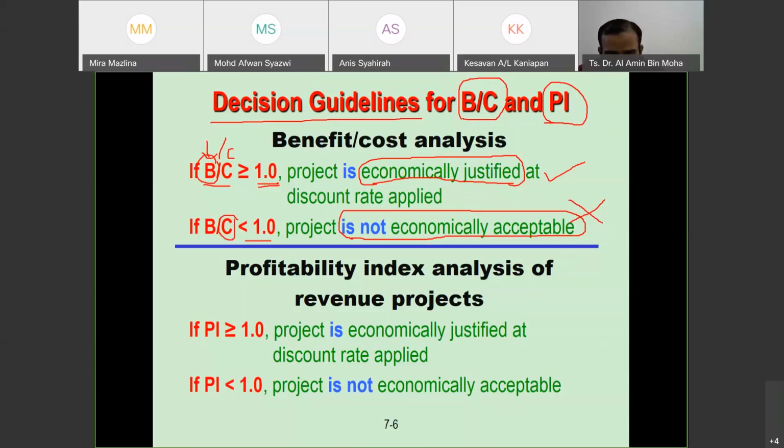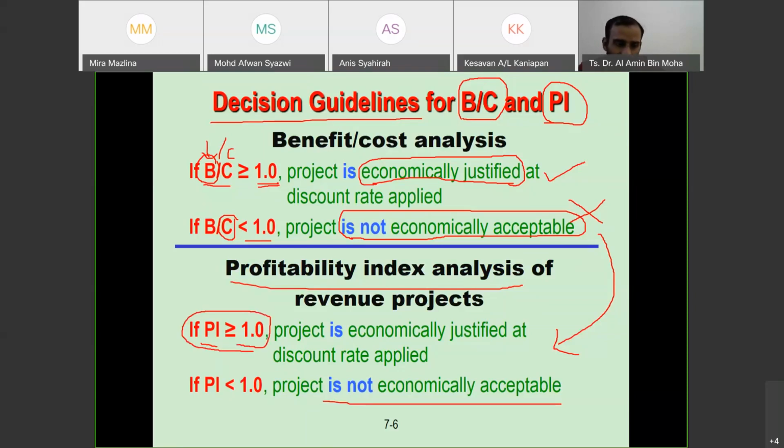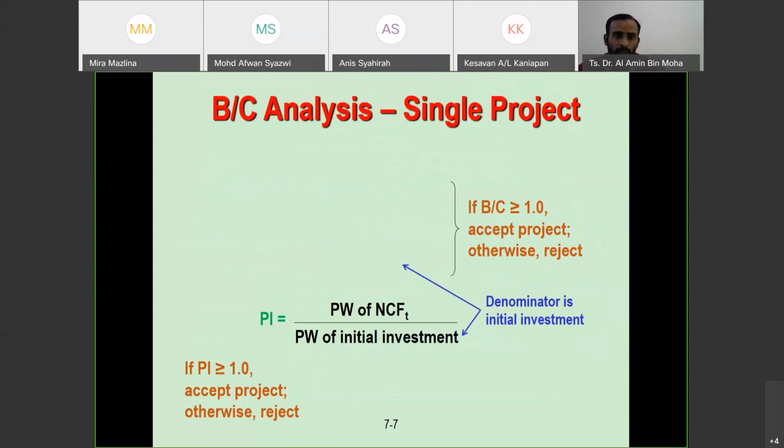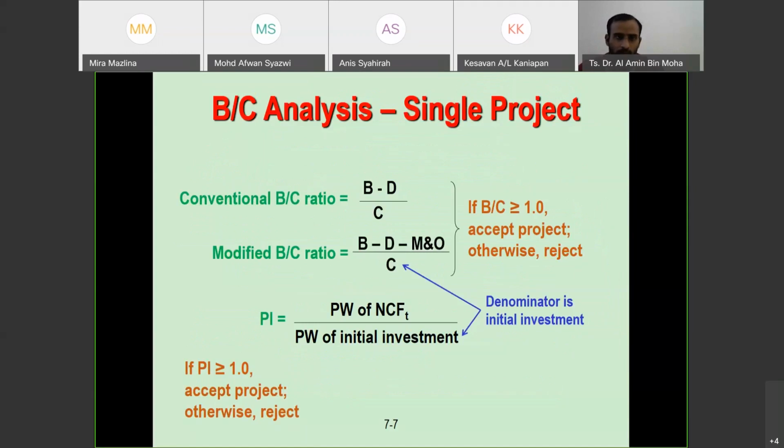And the same concept applies for the PI as well, the profitability index analysis. So the project is economically justified at the discount rate if the profitability index is 1 or greater than 1, and it's not economically acceptable if it's less than 1. So that's the concept. That's how we decide based on the answer that we get after we calculate. We have more.